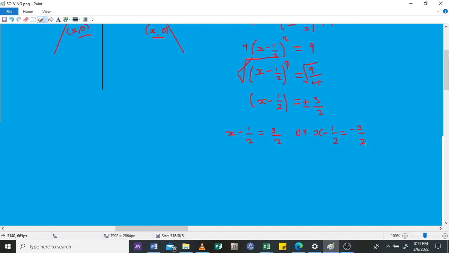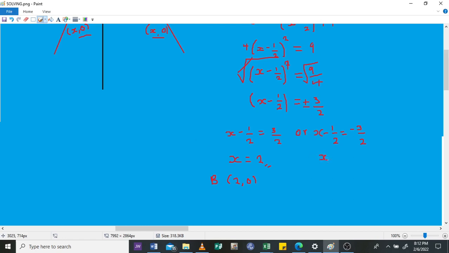Now if we solve the positive one, you're going to get your answer as 2. So this means on the positive side, the value of x will be 2, giving the point 2 comma 0. So we found one point, and this point is for b, because b is on the positive side. Now we can solve this other one.